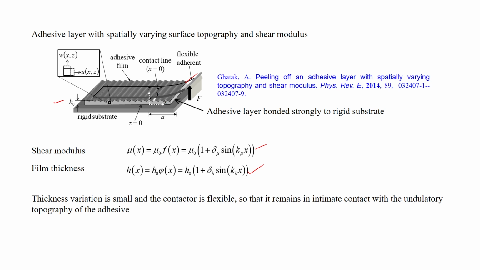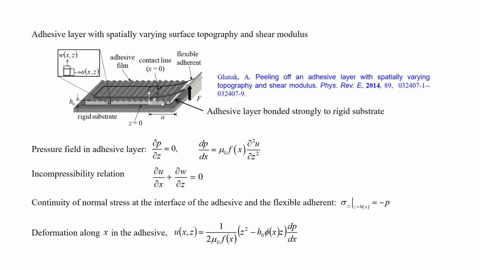Now we have to solve the elasticity equation the way we had done previously, which we have gone through several times. After we apply the lubrication approximation, we obtain these equations, which we derived from dimensional analysis, and this is the incompressibility relation. Earlier mu was constant, but now mu is a function of x, and then these are the boundary conditions.